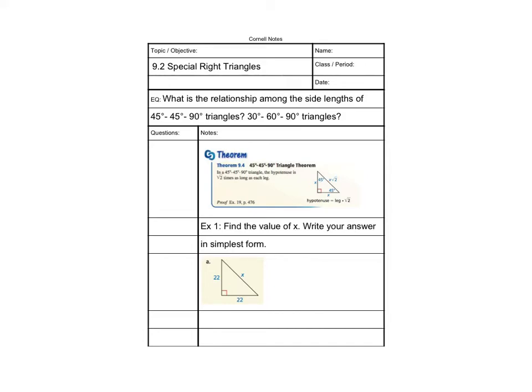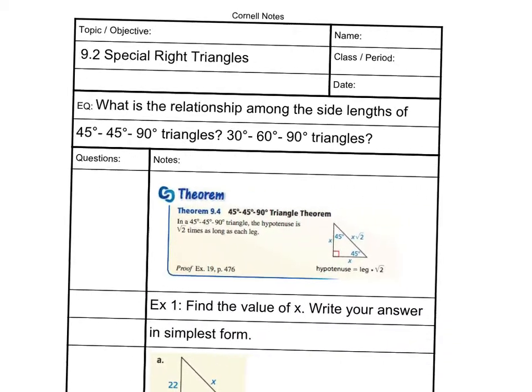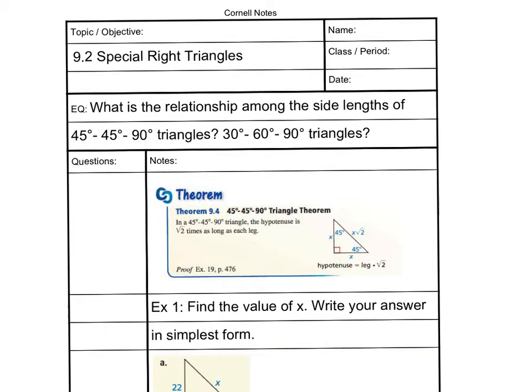All right, geometry students, we are on 9.2, which are special right triangles. Our essential question is, what is the relationship among the side lengths of 45-45-90 and 30-60-90 triangles? So we start with the 45-45-90.